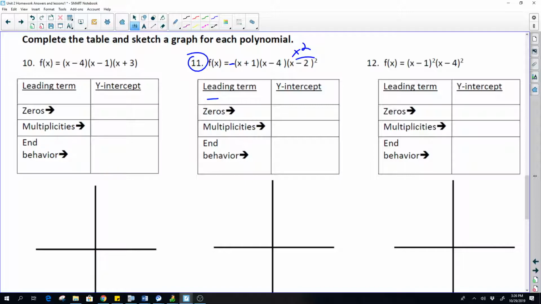So x squared is going to go with this x and this x, so that'll be negative x to the 4th power. To find the y-intercept, remember that you plug in a 0 everywhere you see an x. So to find the y-intercept, you set x equal to 0.